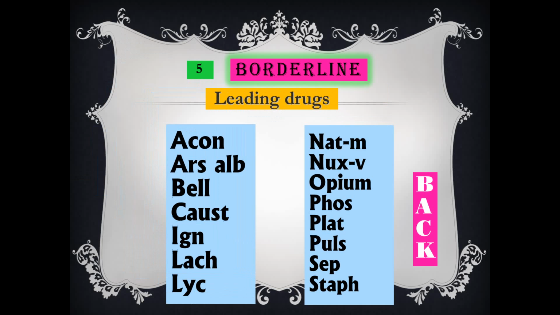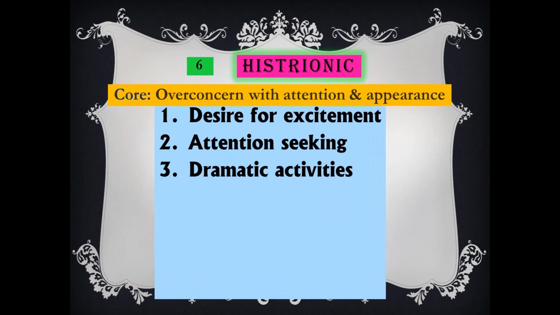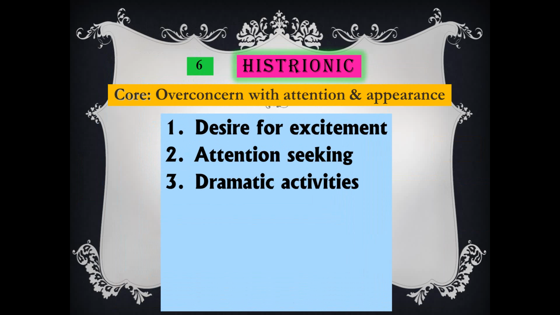Then drugs which come out here are aconite, arsenic, belladonna, causticum, ignatia, lachesis, lycopodium, natrum muriaticum, nux vomica, opium, phosphorus, platina, pulsatilla, sepia and staphysagria. You can keep a list of these remedies and analyze the rubrics which are present, give importance accordingly, and finally look at the target of the treatment. And that disease or that target of symptoms, those symptoms should be covered. So that is our next one, which was borderline. Then third is histrionic, as I have discussed, third of the cluster. Desire for excitement, attention seeking. Here the core is over concern with attention and appearance, looks.